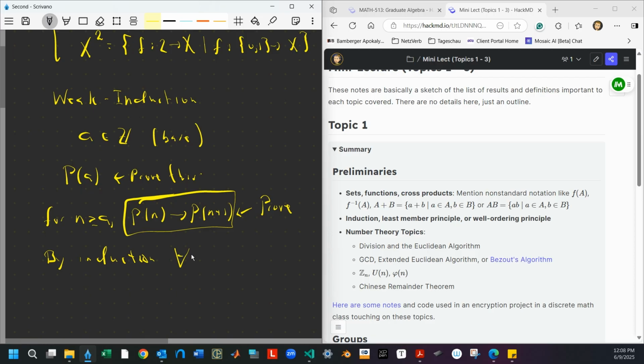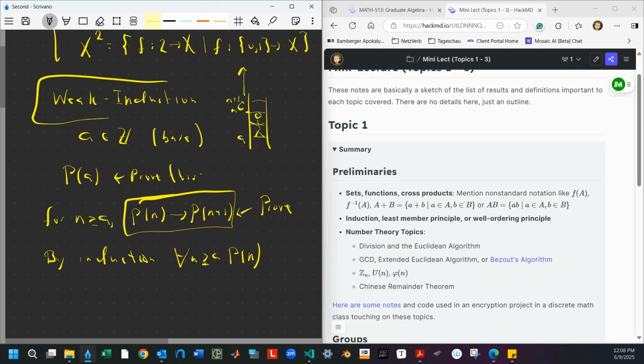You get that for all n greater than or equal to A, P of n holds. All right, so this is the way it's used. There's a picture that's common. If I can make it up onto the first rung of this ladder, and given that I can make it to the nth rung, I can always make it to the n plus first rung, then I can reach any rung. That's what induction says.